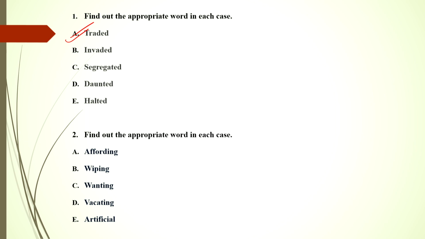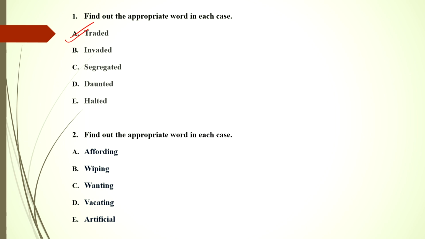Let's also discuss the meaning of other words given in different options. So, first is invaded, which implies a hostile entry into the territory of another, that is, to enter forcefully. Segregated means set apart from the rest or from each other, isolate or divide. Next is daunted, that is, make someone feel intimidated or apprehensive. Next is halted, bring or come to an abrupt stop. Hence, clearly, option E is the correct answer choice. It fits the blank perfectly.